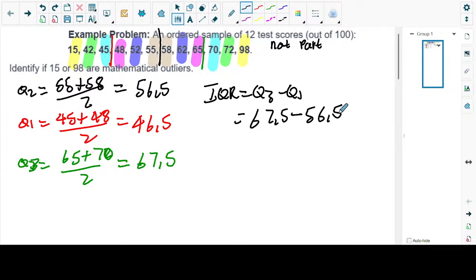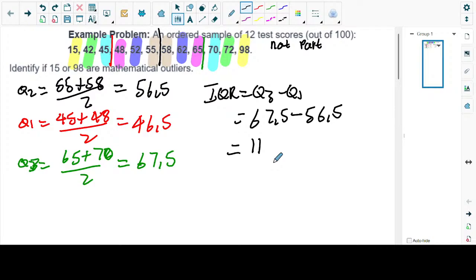56.5. On this one, I'm going to take advantage of the 5 and 5, which are going to cancel each other. So we don't concentrate on that. 67 minus 56 is 11. So then we got our IQR, it's 11.